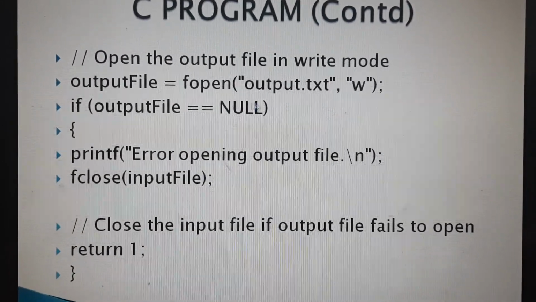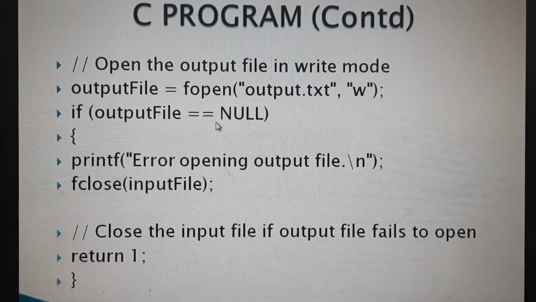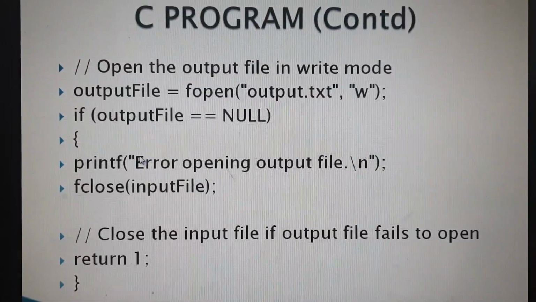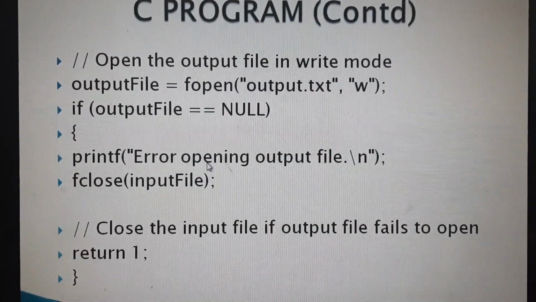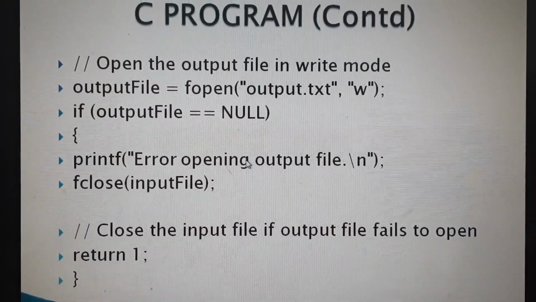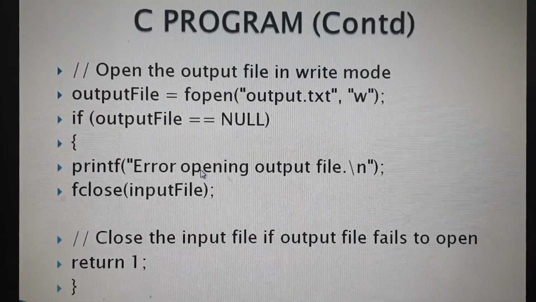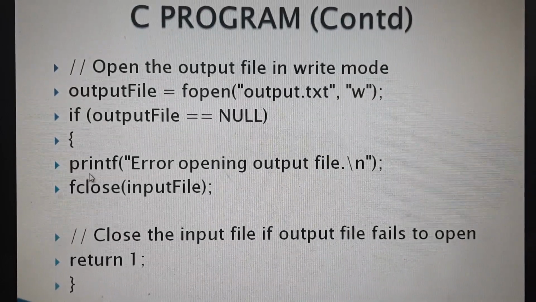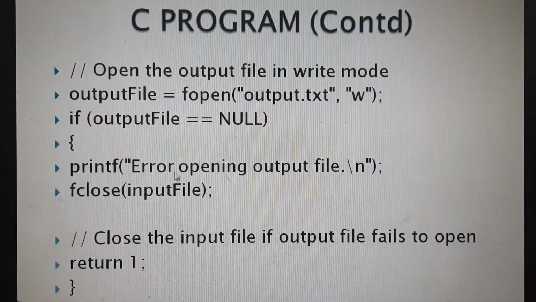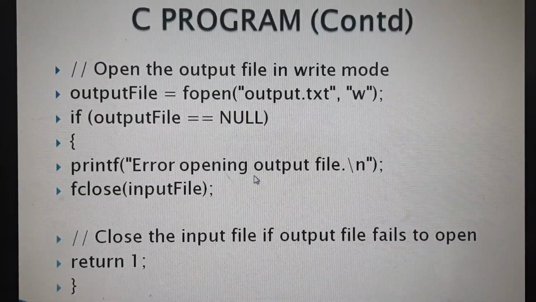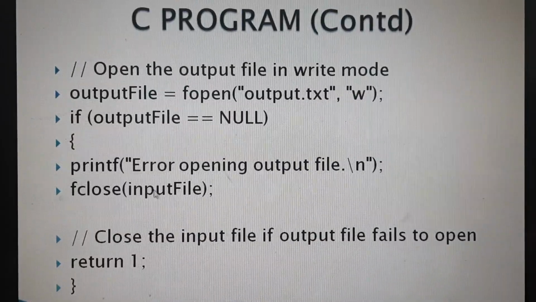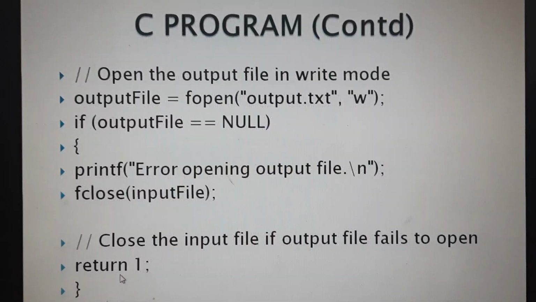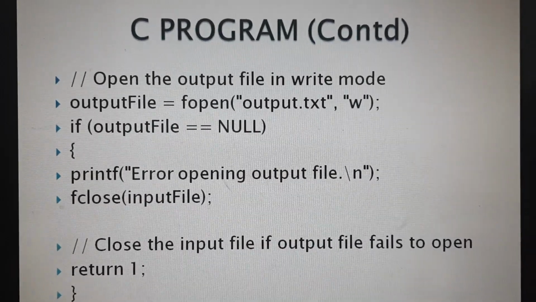And then if output file is equal to null, or else if the file does not exist there, and the condition is true, then the source code will print printf error opening output file. After printing this, it will close the input file, and it will return 1, and the process will wind up here.